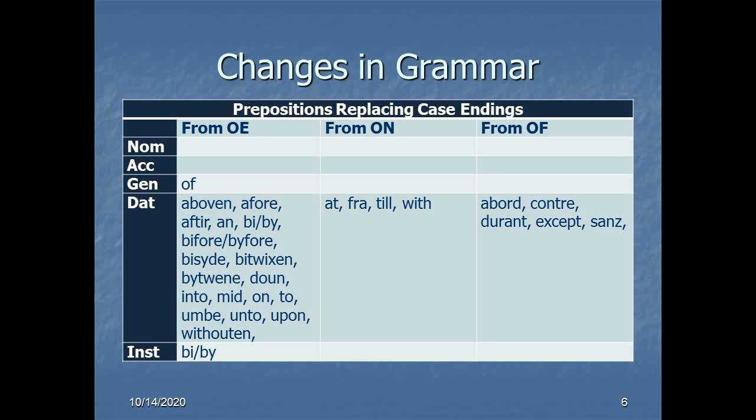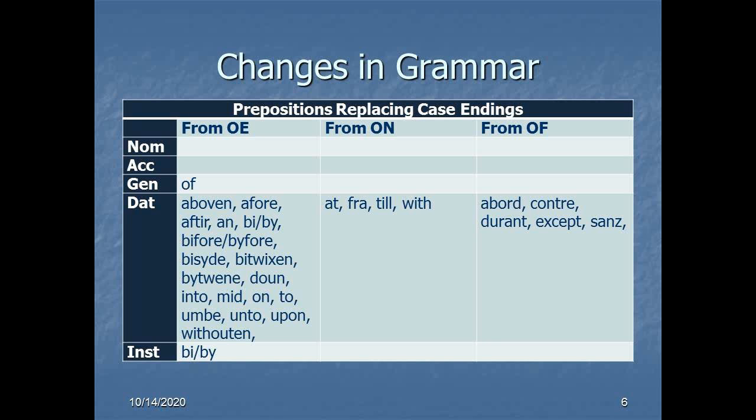A number of these prepositions, of course, simply survive from Old English. That's the largest number of them. And most of these we still have in modern English. Aboven, afore, after, on, be as in beside, before, beside, betwixen, between, dun, into, mid, onto, umbe, unto, upon, with, oten. The only one we don't use anymore is umbe.